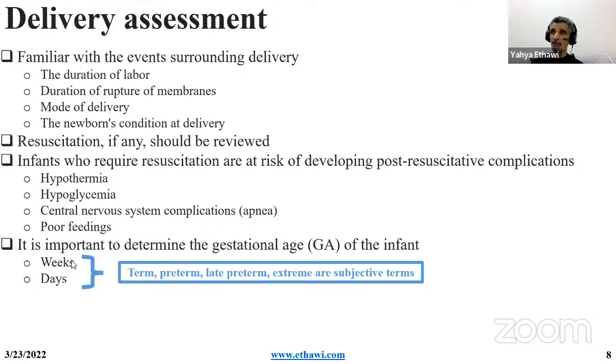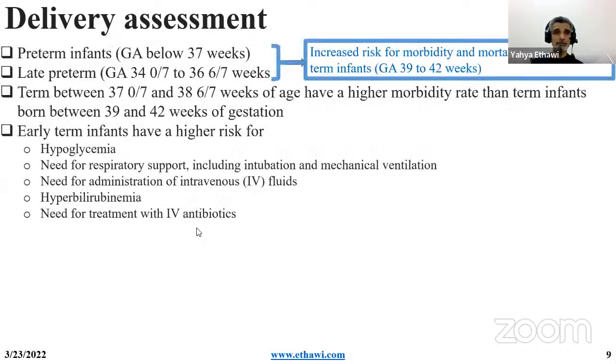So this baby is 36 plus 5, this baby is 37 plus 2. So you need weeks, and whether it's by date or by ultrasound. You need to make sure that these subjective terms are not acceptable in court. You have to be very careful when you document these.